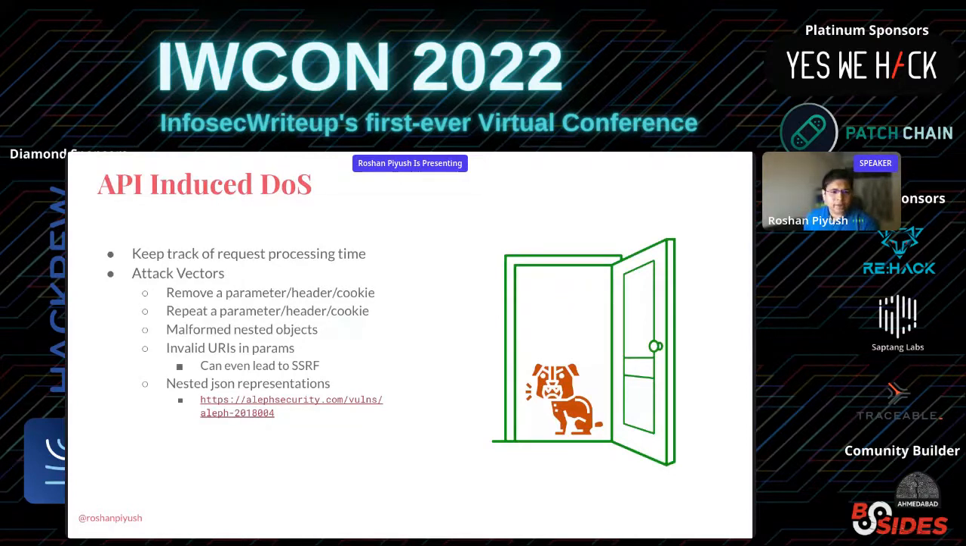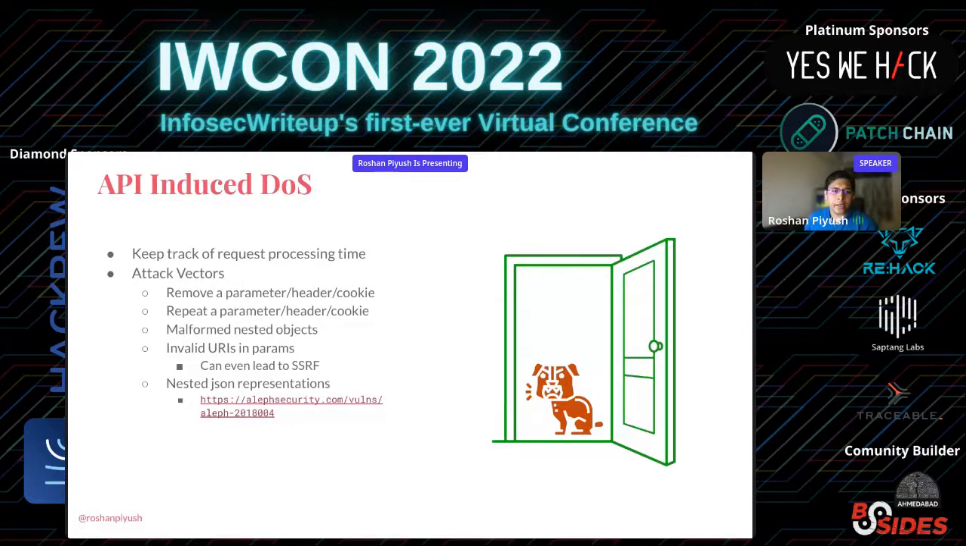And this is a very interesting one, API induced DoS. You'll be able to sometimes remove a parameter or repeat the parameter, header or cookie in the request. And sometimes the application may crash with a 500, and this way you can actually induce a DoS attack. Even invalid URIs sometimes can lead to SSRF, or even the nested JSON representation vulnerabilities. I've added a link here if you want to take over. I can send the slides. So you'll be able to induce attacks like API induced DoS attacks.